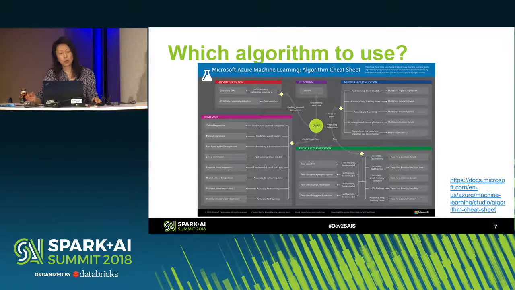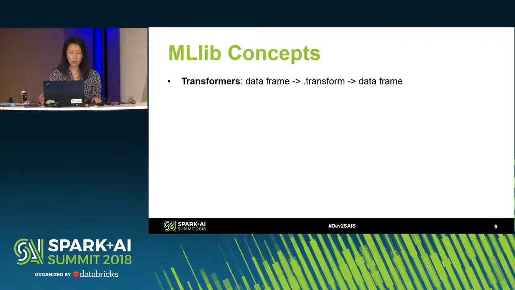Now, in reality, algorithm selection requires a lot of expertise and domain knowledge on your data and the problem you're trying to solve. But for beginners, this could be a good place to start. So there are a few key concepts in MLlib. The first one is transformers. Transformers take a data frame and transform it into another data frame.